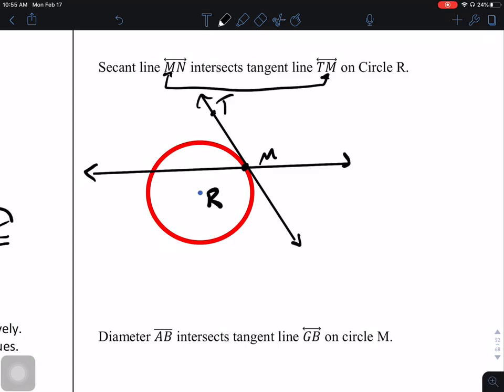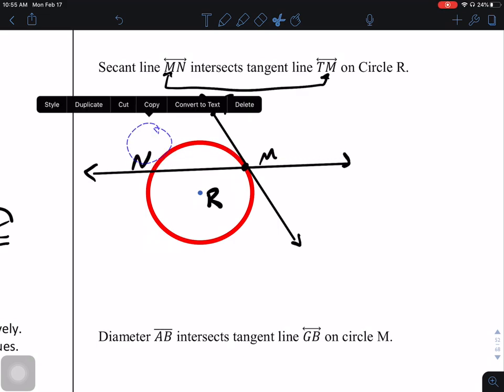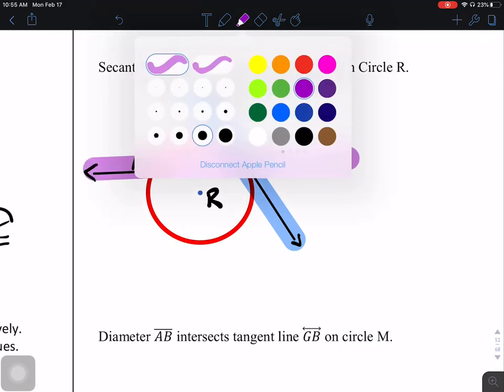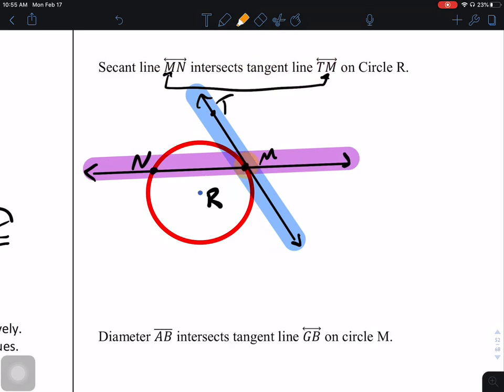TM, and the secant line MN, N can be any place on this line. It doesn't say that N is the point that touches the circle, so you can put it any place you want. I'm just going to conveniently put it here on the point of intersection. This is one version of the picture. You must have a tangent line. You must have a secant line. They must intersect at a shared point. The only shared point they could have is M. And you have to have circle R.